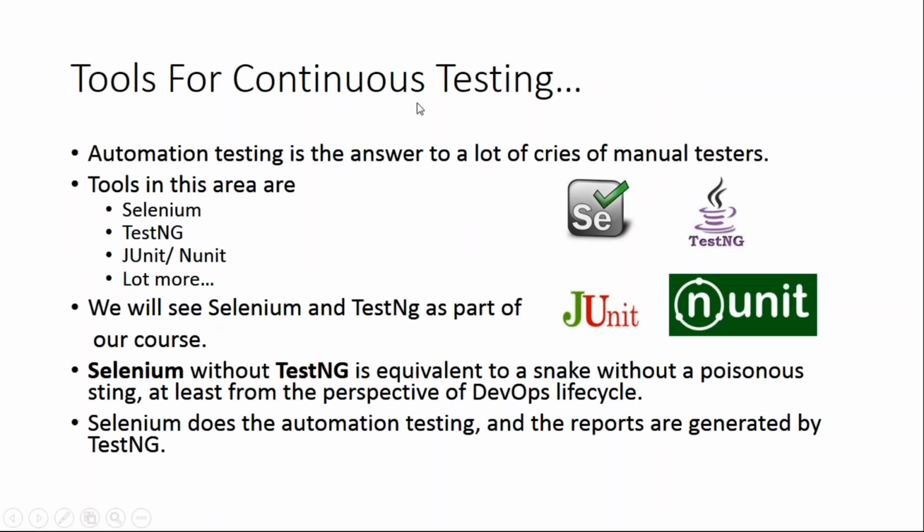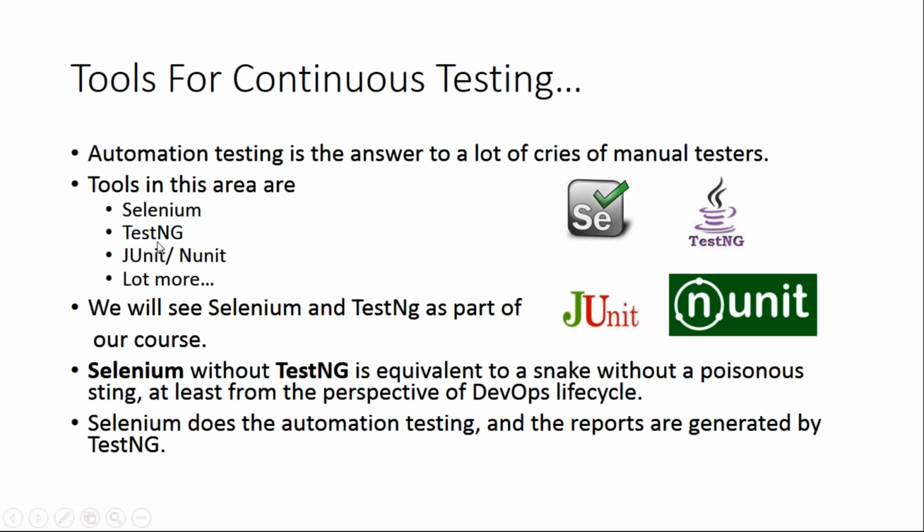Then, tools for continuous testing. Once development is done, we need to test. Automation testing is the answer to a lot of cries from the manual tester. You regularly write the same test cases for the product and test again, and that's really a headache. Tools in this area you can choose as per the language also. Depending upon the language, you have to choose your automation testing tool.